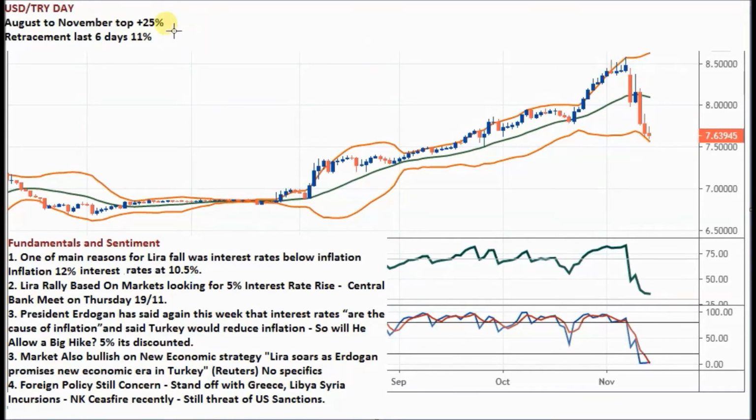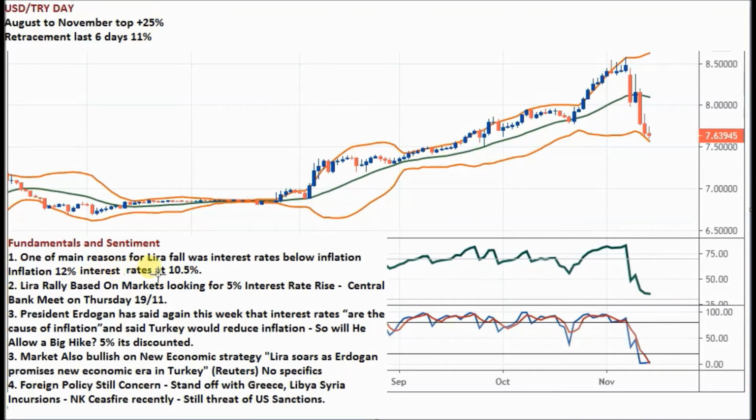Okay, so from August to November, this big move up, 25%. The retracement over the last 6 days is 11%. That's a huge move in 6 days. So you got a bigger move in 6 days than, let's say, in EUR/USD in many, many months, haven't you? So yeah, these pairs are fast moving. And why did we have the big rise and why the retracement? Okay, just in this pair, the fundamentals and sentiment you need to look at. Okay, I'll draw my technical levels in a moment.